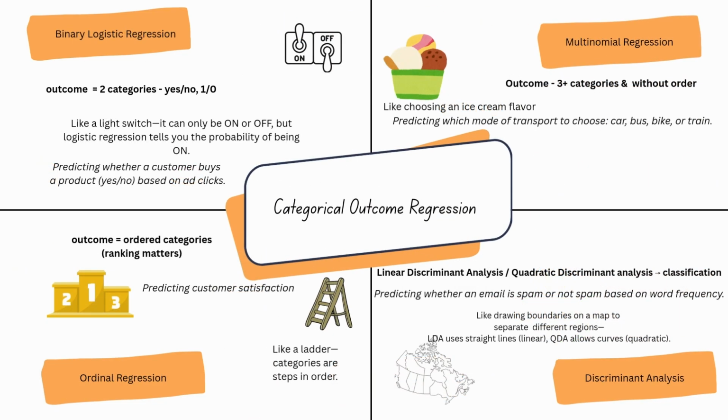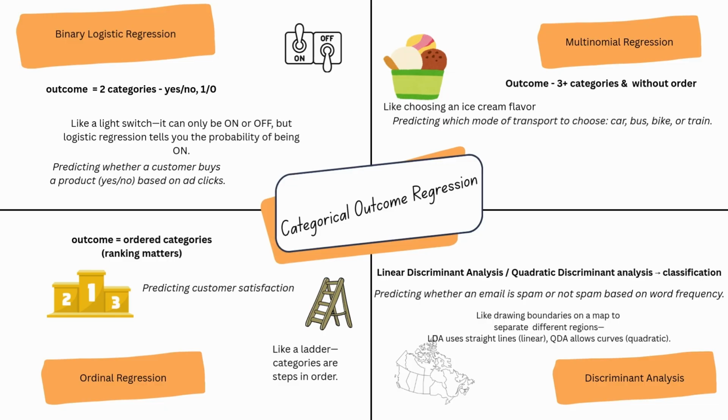Now, with categorical outcomes. These are used when your outcome variable isn't continuous but categorical, like yes or no, 0 or 1. First is binary logistic regression. It is used when the outcome has two categories: yes, no, 0, 1, true, false. It's like predicting whether a customer is going to buy a product or not.